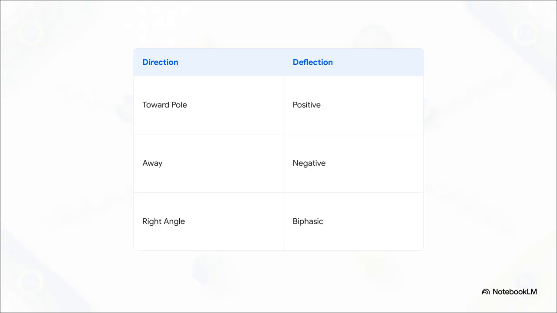So, there are 3 definitive ways leads record that electrical activity. If the impulse travels toward the positive pole, the resulting deflection is positive. If it travels away from the positive pole, it's a negative deflection. And if the energy moves at a right angle to the axis, you get a biphasic wave. Let's really unpack these 3 scenarios, because this is where everything just clicks.